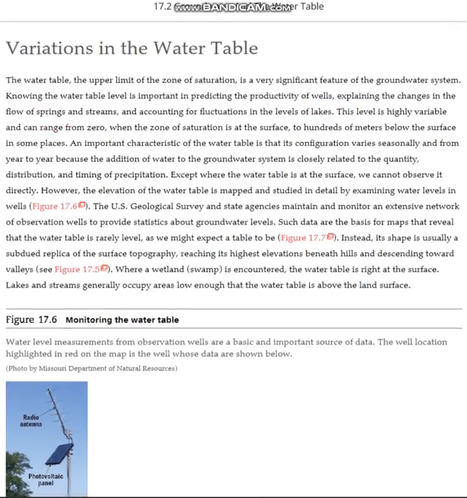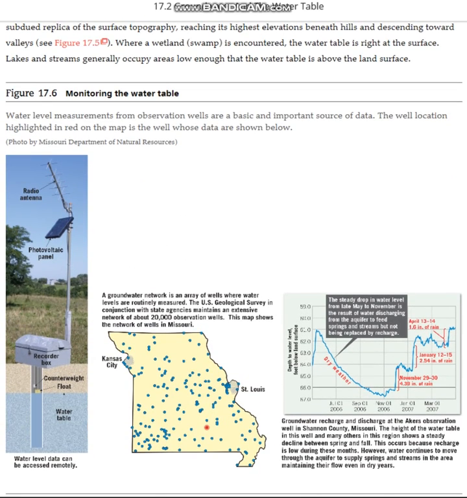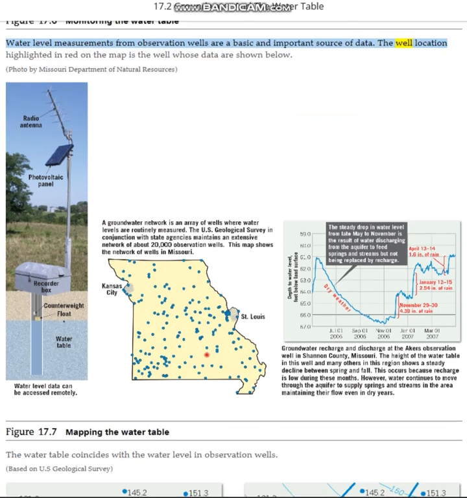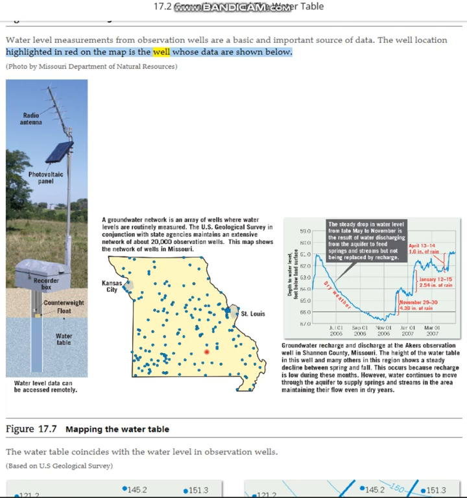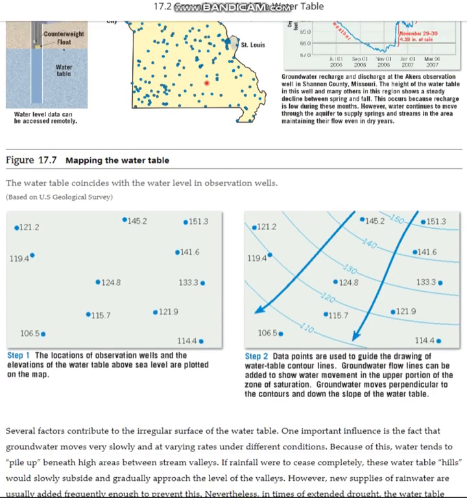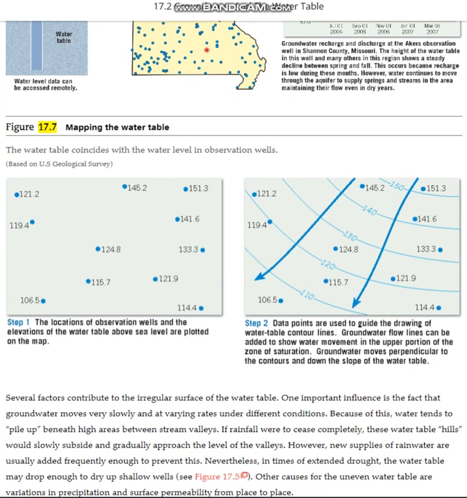Groundwater and the water table. Figure 17.6 Monitoring the water table. Water level measurements from observation wells are a basic and important source of data. The well location highlighted in red on the map is the well whose data are shown below. Photo by Missouri Department of Natural Resources. Figure 17.7 Mapping the water table. The water table coincides with the water level in observation wells. Based on U.S. Geological Survey.